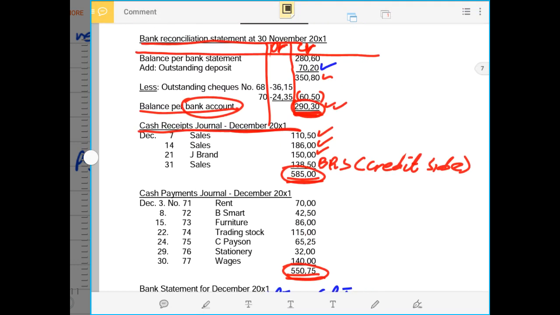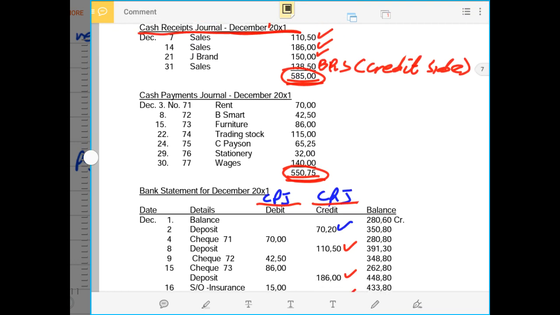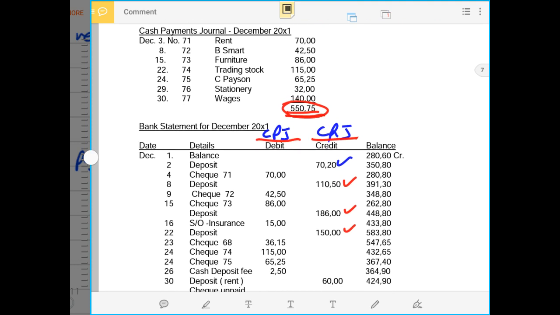Then we ask, in the previous BRS, is there any other amount on the credit side? The answer is no. Remember, I said to you that the 60 rand 50 cents is the total of the debit side of all the outstanding checks, so it's not an amount that is on the credit side. So we don't have any other amount on the credit side of the previous bank reconciliation statement. We have compared the receipts with the credit side of the bank statement, and the credit side of the previous bank reconciliation with the credit side of the bank statement.